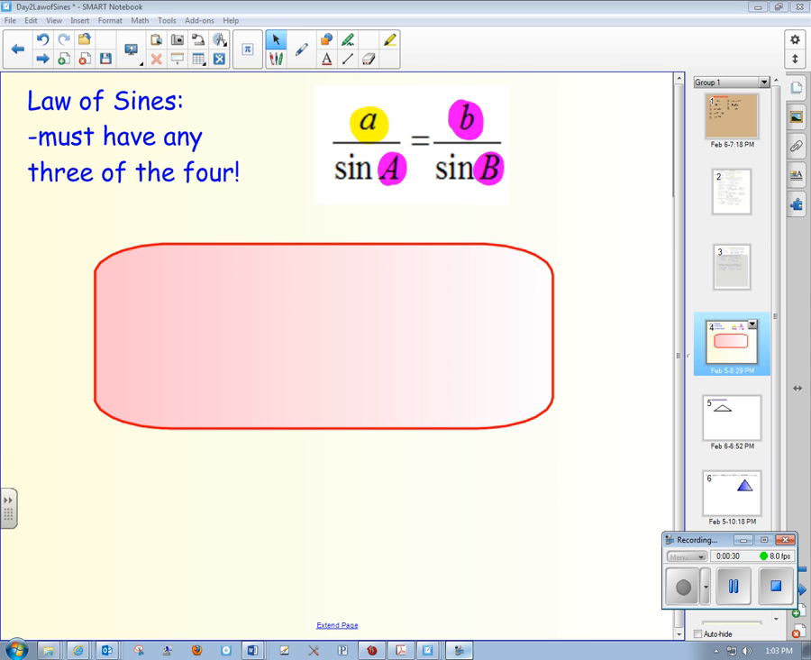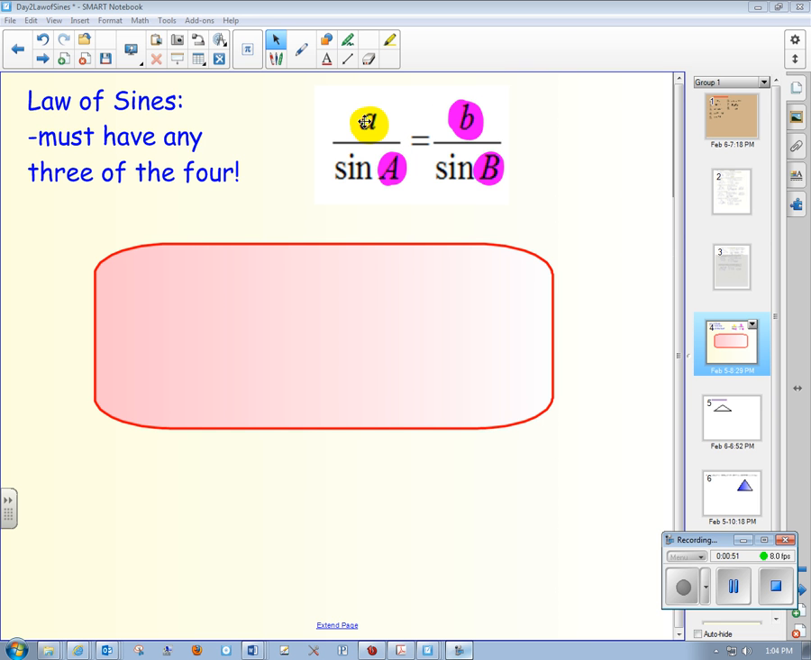The law of sines, when very simply presented, actually looks a lot simpler than the law of cosines when you set it up. The idea here is that you have a side on top and its opposite angle down the bottom, a side on top and its angle down the bottom. So you've got a proportion set up here, which means that if you have any 3 of the terms, you can cross multiply to solve for the 4th.